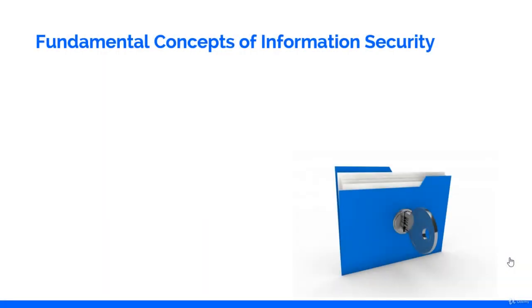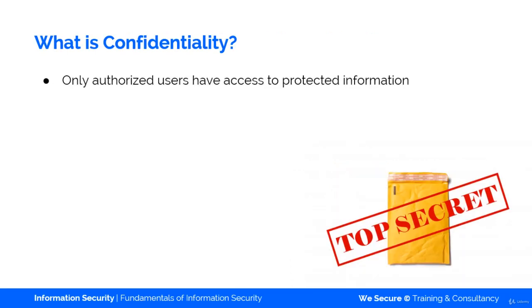Okay, so now we will move on to the first element of information security, and that is confidentiality. Confidentiality requires that only authorized users have access to the protected and sensitive data. Confidentiality is nothing but only the people who are intended to access those data should be able to access that data. Any other unauthorized users should not access that data.